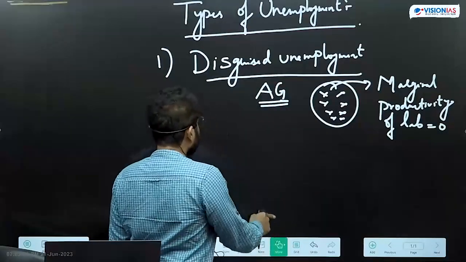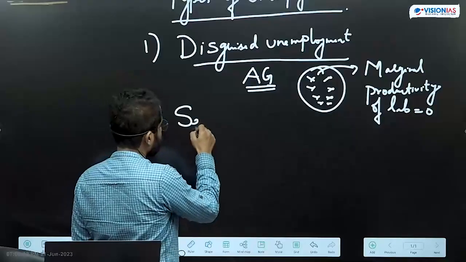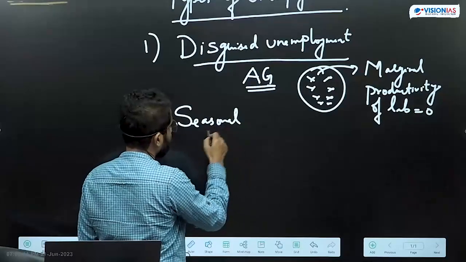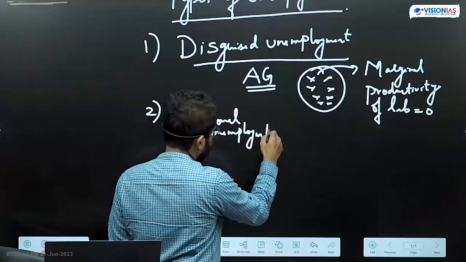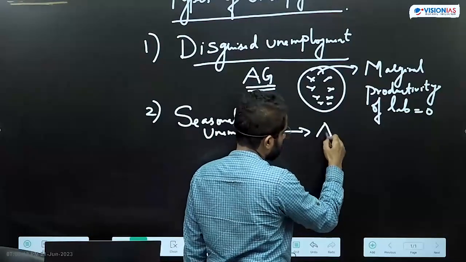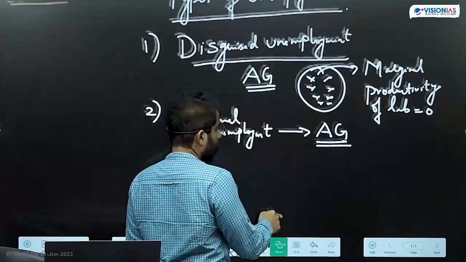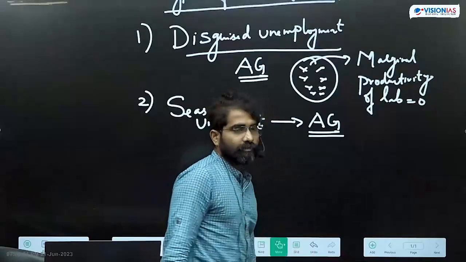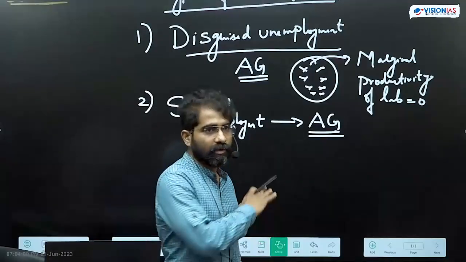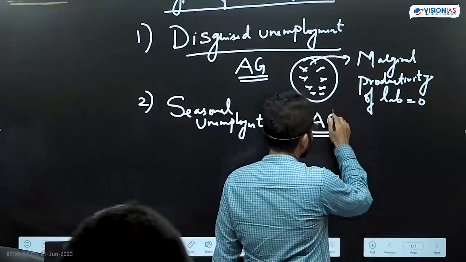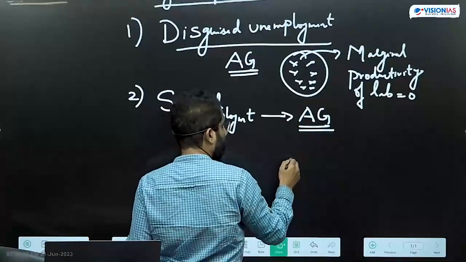Then another important type of unemployment which we know is seasonal unemployment. This can also be related to Indian agriculture, where employment is not possible all round the year. Maybe from June to October there is employment, but after that it becomes difficult, isn't it? So all round the year, employment is difficult in agriculture. This is called seasonal unemployment.